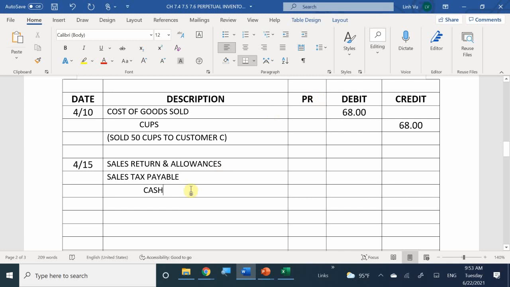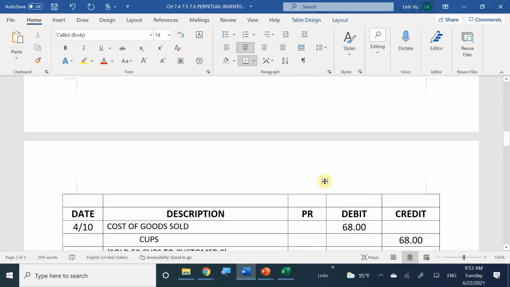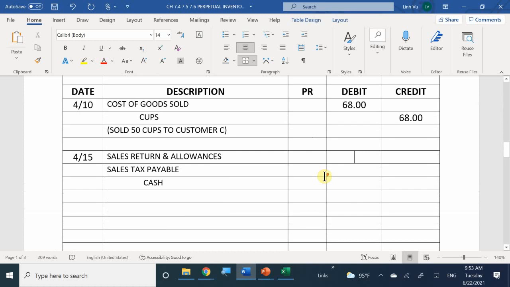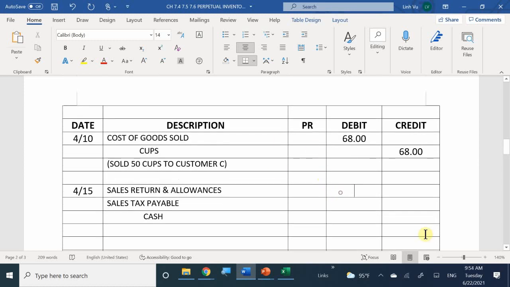So in this case, if customer A decides to return 10 of those mugs, and each mug we sold to customer A was $5, how much is going to be my total refund? $50. Yes, so we're going to refund them $50. How much tax is also going to be refunded? $4.13. So therefore, in grand total, I should be giving them that in cash.